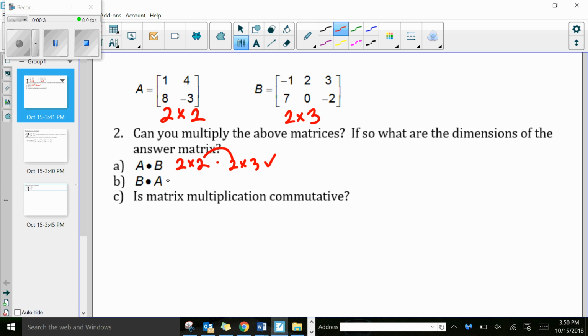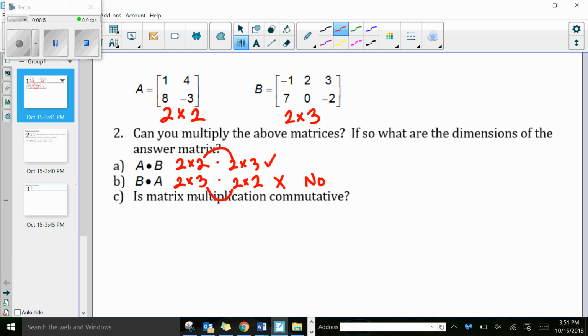However, if I switched it around and did B first, which is the 2 by 3 matrix, and then multiplied that by A, normally switching the order of multiplication wouldn't matter, but because these two things don't line up, you cannot multiply B times A. And in a minute, I'll show you how to actually multiply.